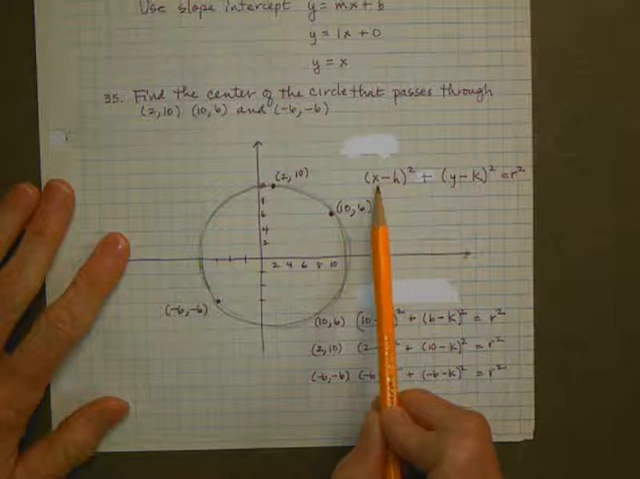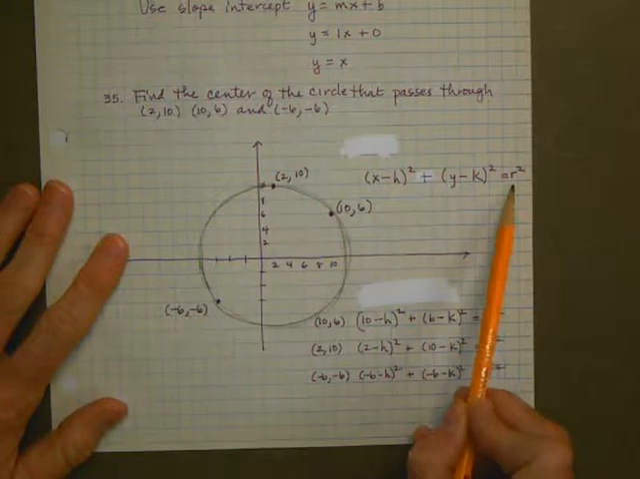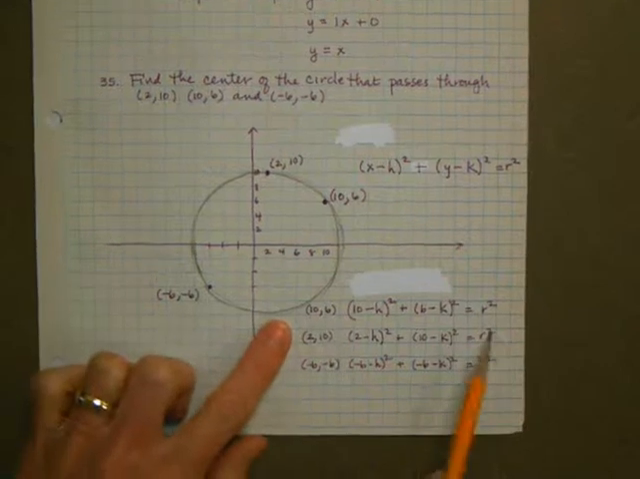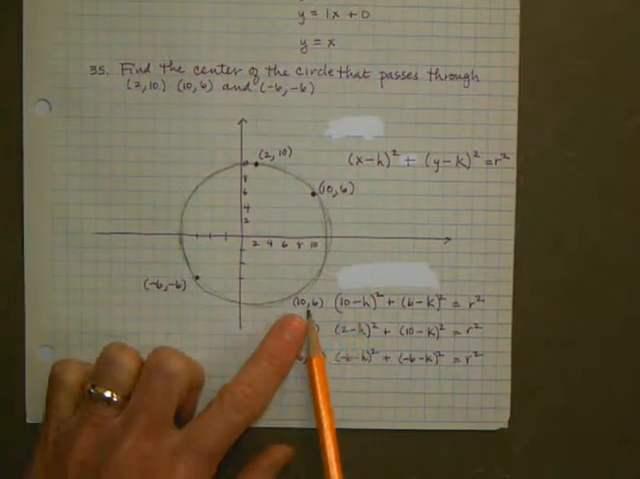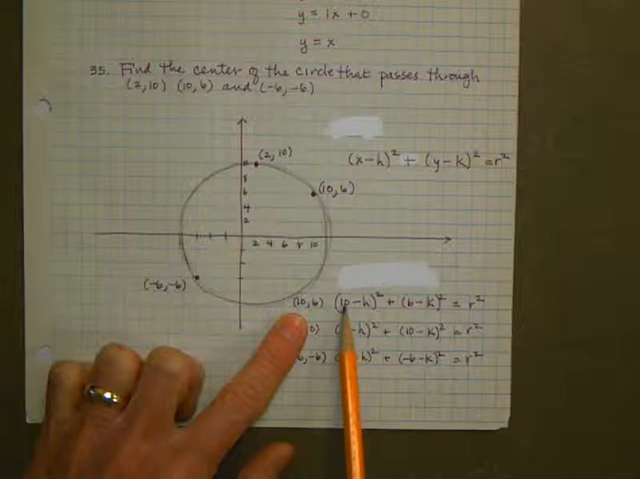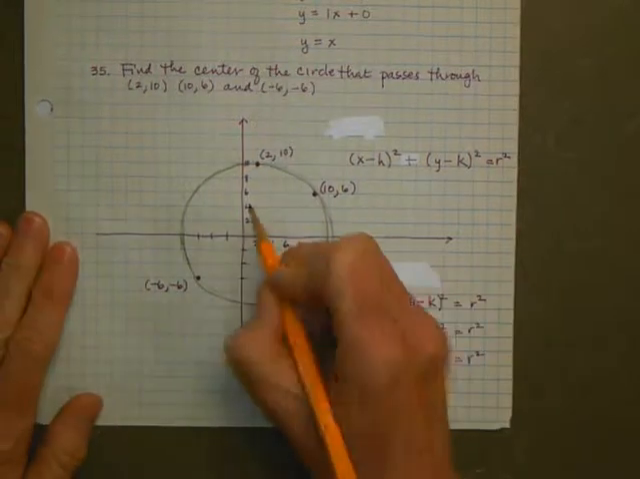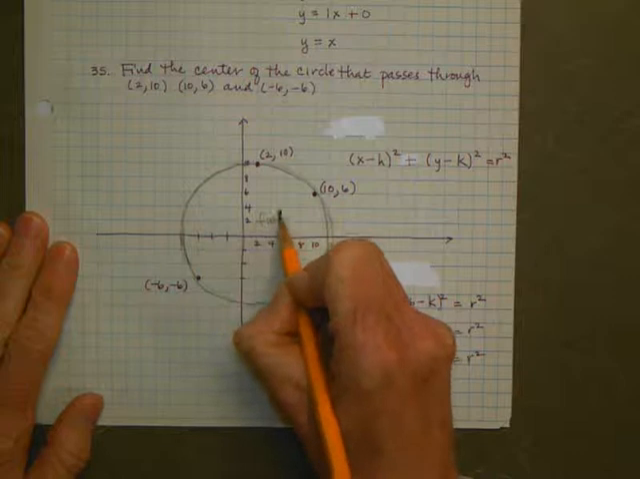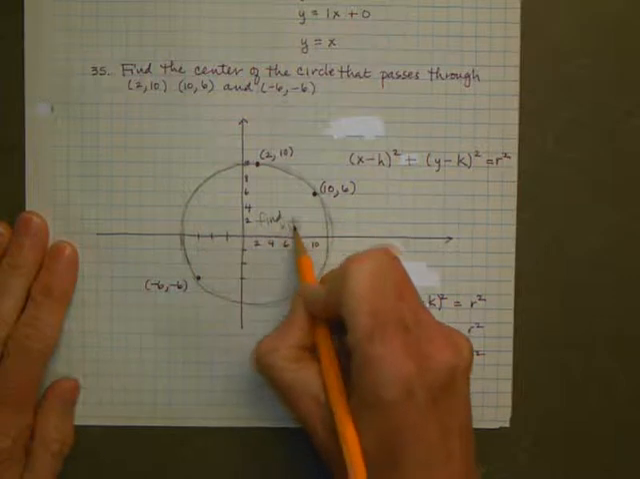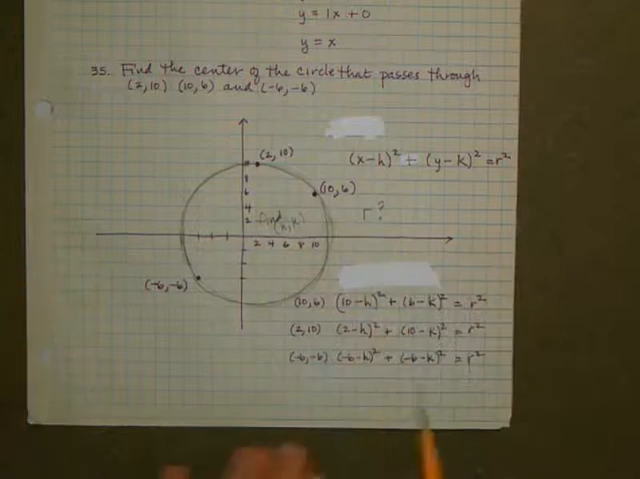(x minus h) squared plus (y minus k) squared equals r squared. So, using each of these points, I'm going to plug this in. Let's see, for 10, I don't know the center. What I need to do is find the center, h and k, and I don't even know the radius of this equation. So I'm going to use what I can here.